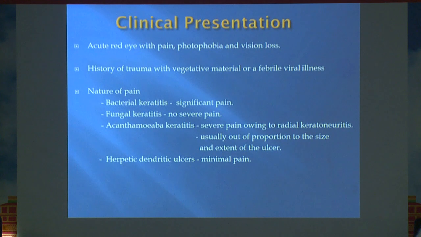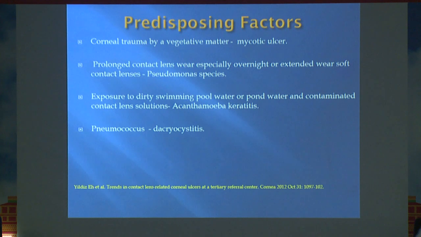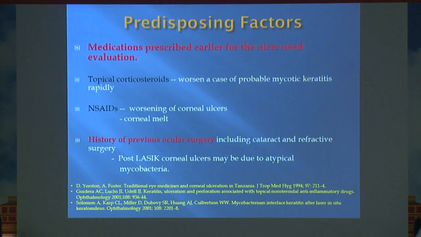In acanthamoeba keratitis, there is severe pain owing to the radial keratoneuritis, which is usually out of proportion to the size and extent of the ulcer. In herpetic dendritic ulcer, there is minimal pain. Corneal trauma by vegetative material may indicate towards the mycotic ulcer. Prolonged contact lens wear, especially overnight or extended wear soft contact lens, may indicate towards pseudomonas species. Exposure to dirty swimming pool water or pond water and contaminated contact lens solution may indicate towards acanthamoeba keratitis. If there is dacryocystitis, then there may be chances of pseudomonas keratitis.